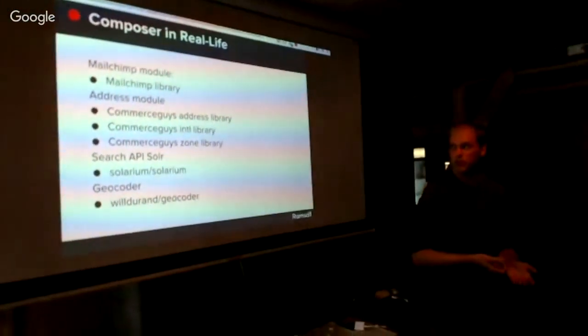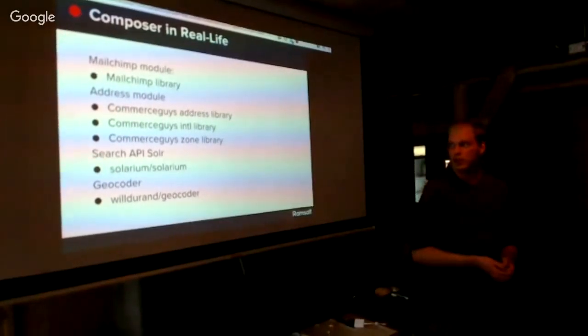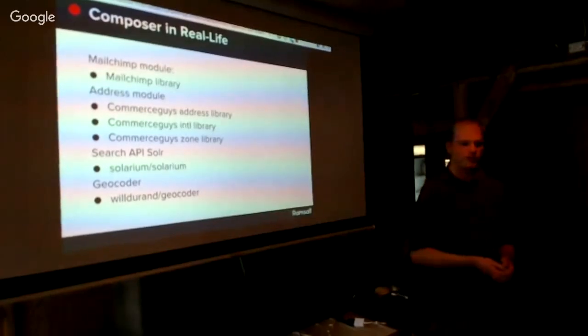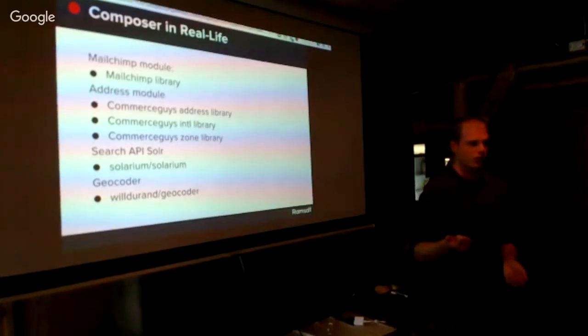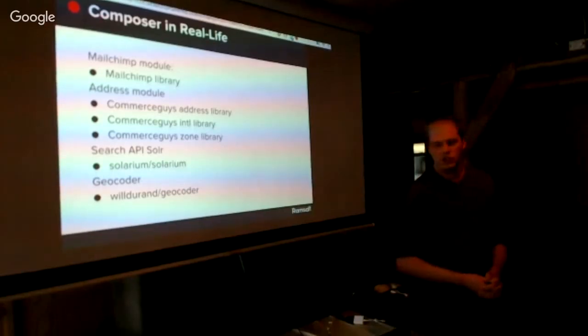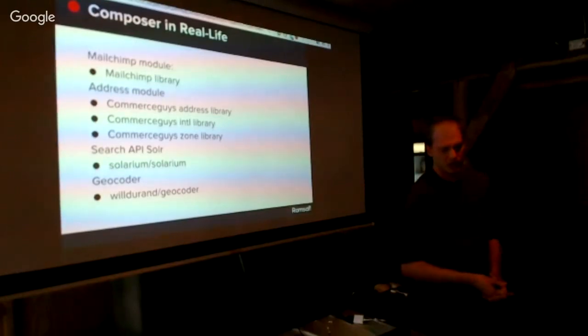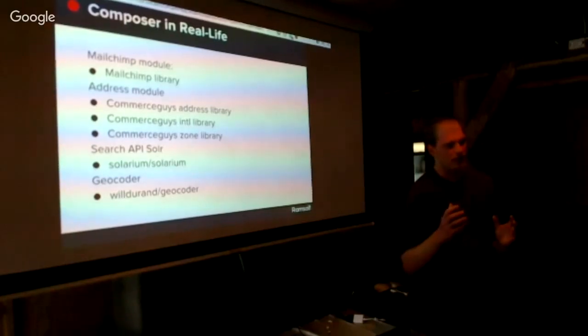For example, the Mation module required the Mation library. The address module required the address library, the internationalization library, and the zone library from Commerce Guys. Another common example that nearly everyone will use: Search API Solr has a dependency on Solarium, which is the default PHP connector to the Solr world. And geocoder for geocoding addresses has also another independent library. And you can imagine how big the whole dependency library will be on really big and complex projects.